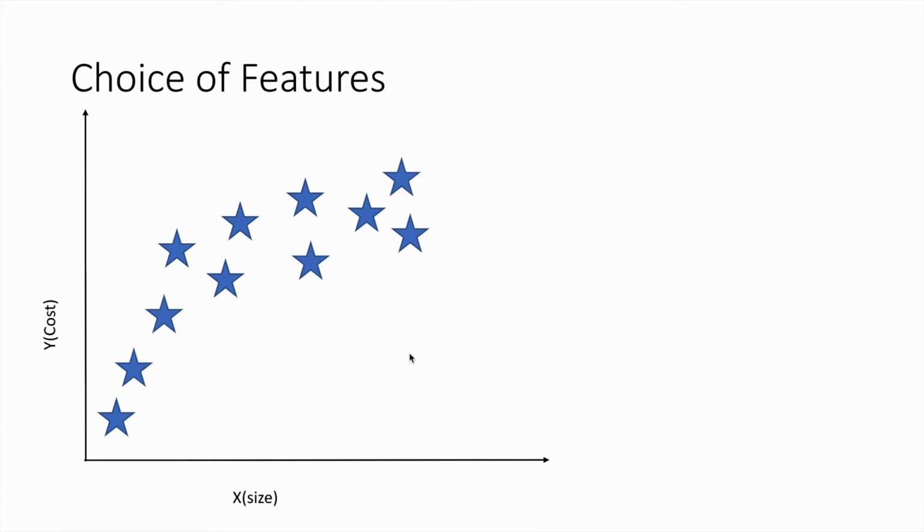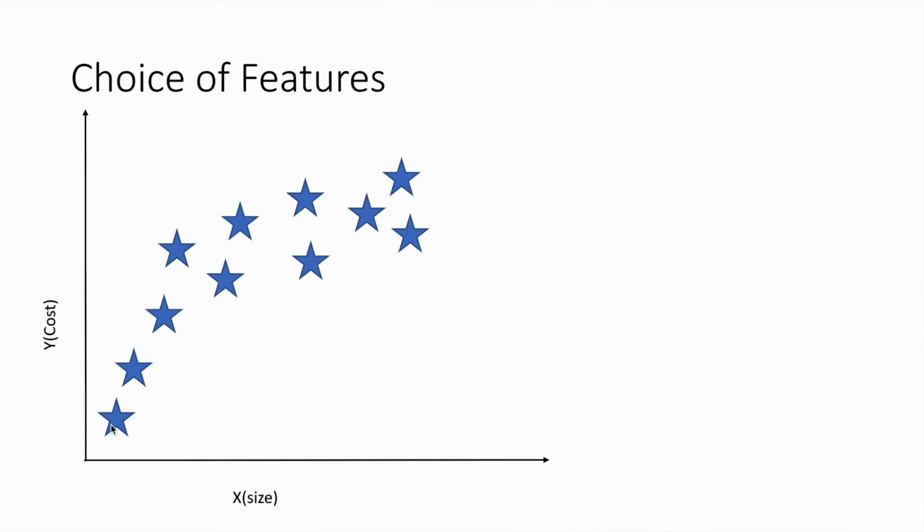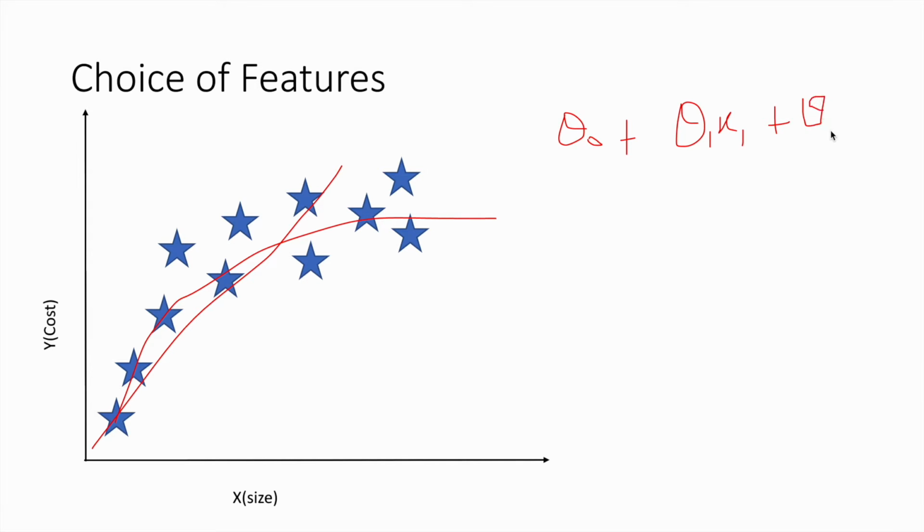Now let's talk about choice of features. Here we have the cost on the y-axis and the size of the house on the x-axis. Here we cannot use a linear function, since a straight line would not represent it as well as a curve. A curve something like this will be better suited. Our function will be theta 0 plus theta 1 x1. This is a linear function, but a quadratic function may be better suited, so we will write theta 2 x1 square. This will better suit a graph like this.